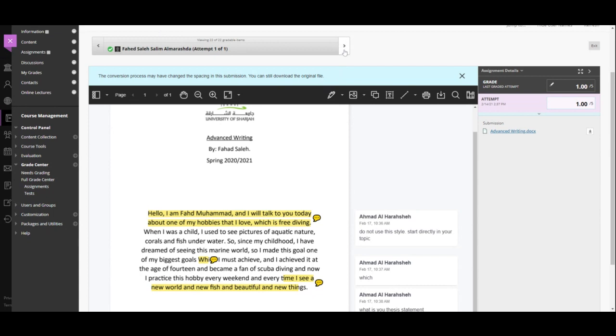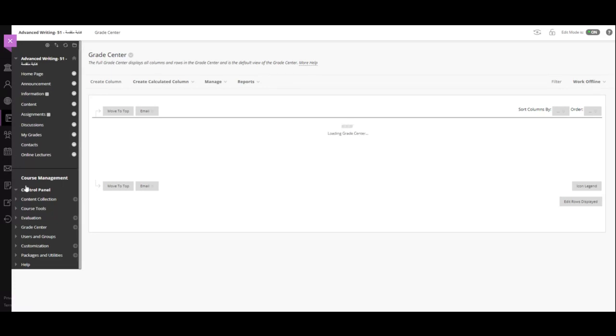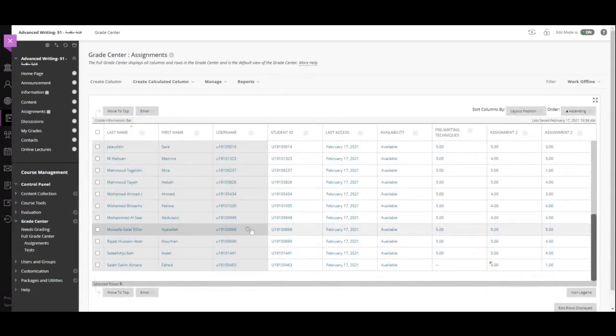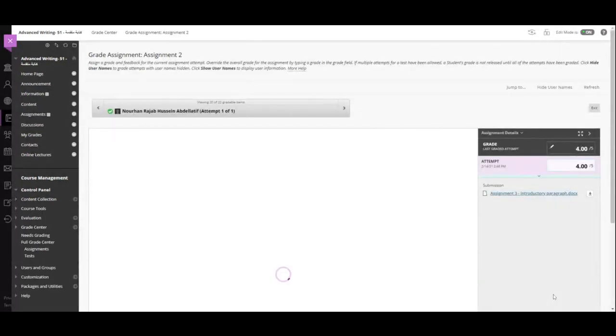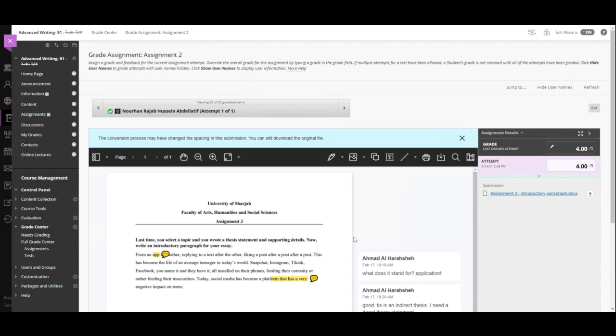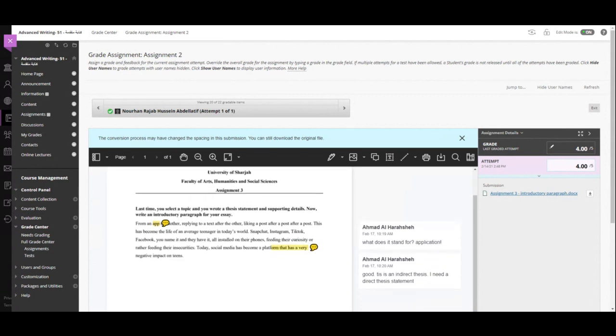I think Nurhan. Let me show you Nurhan. Now, Nurhan, here: "from an app to another." What does app refer to or stand for? It's application, right?